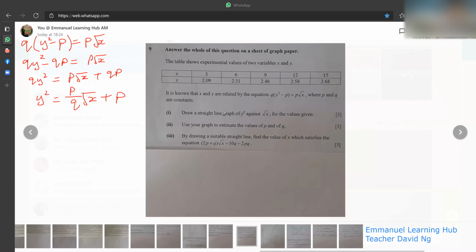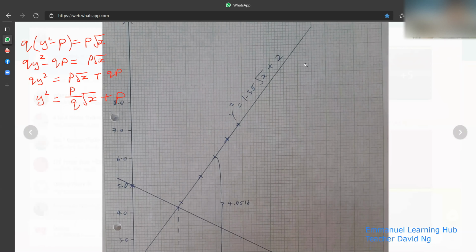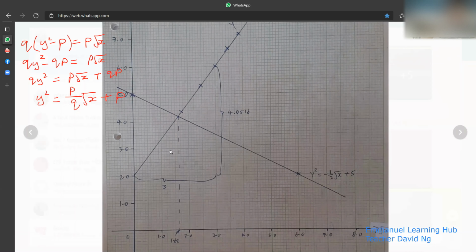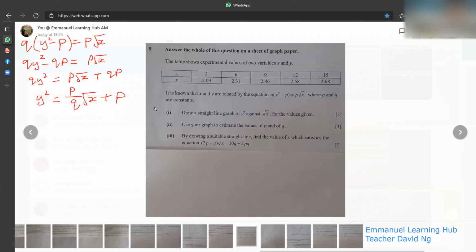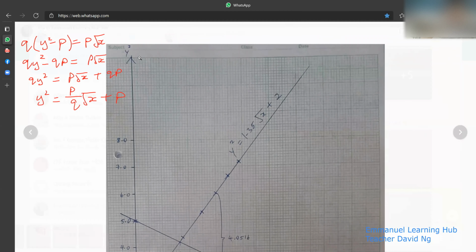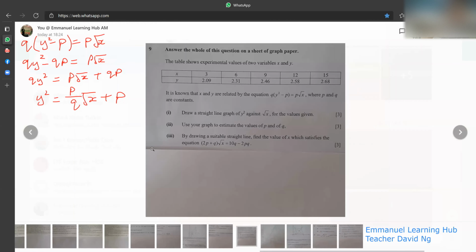Correct? You plot the straight line graph, y squared against root x. You'll get this straight line here. But the straight line you plot is actually y squared against square root x. That means the gradient of the line you have drawn is p over q, and your y-intercept is your p. You understand what I mean?